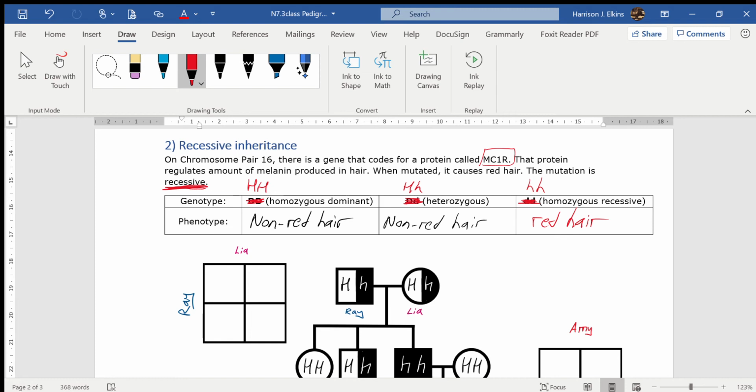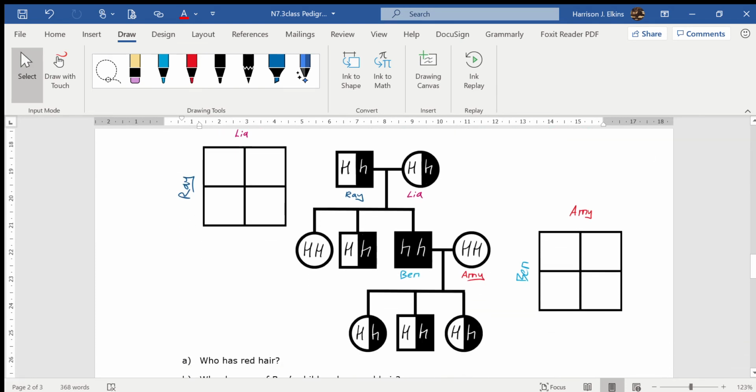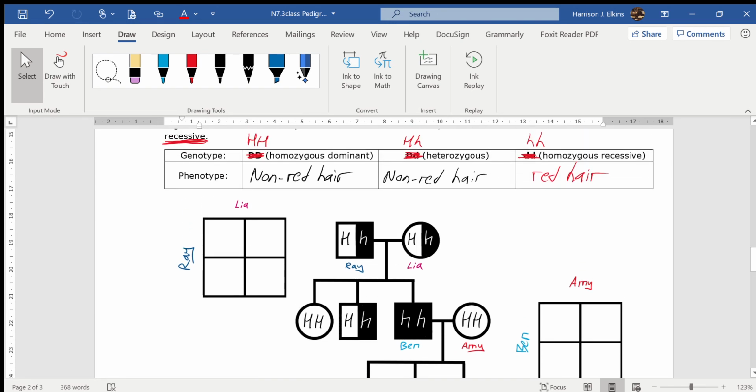Let's revisit our family. We know this was a family where six fingers runs through the family. Now we're going to look at how red hair runs through the family. So Ray and Leah, again, they marry. Ray has a capital H and a little h. Does he have red hair? No, he does not. He has brown hair.